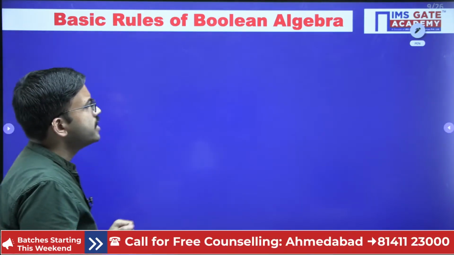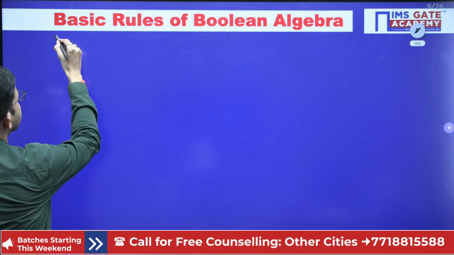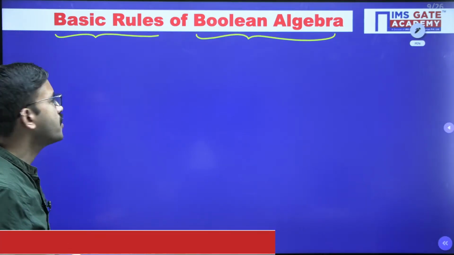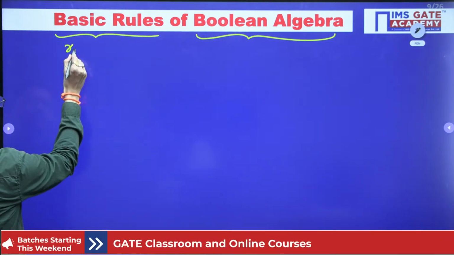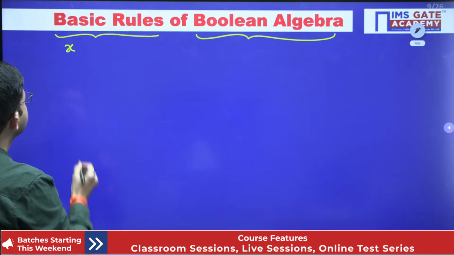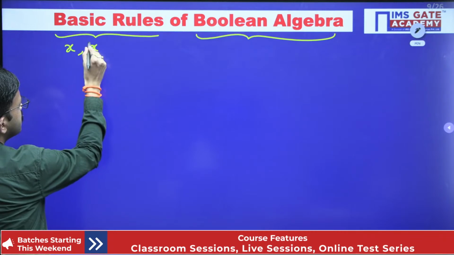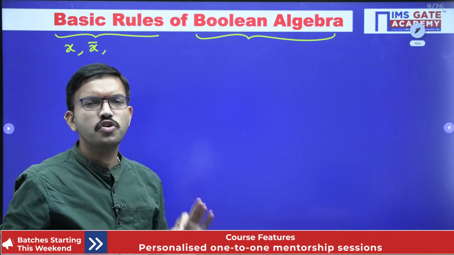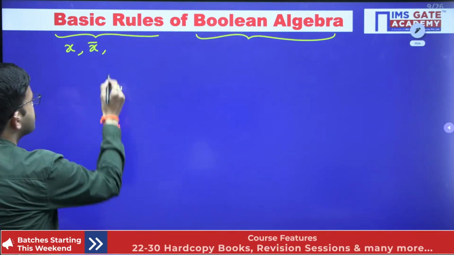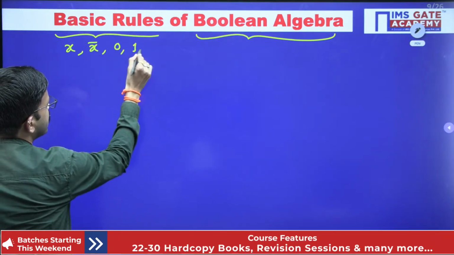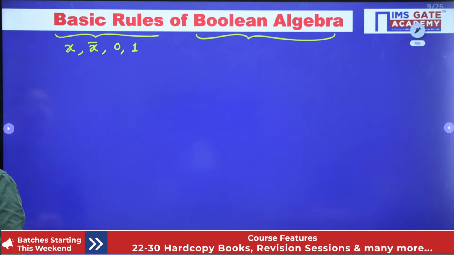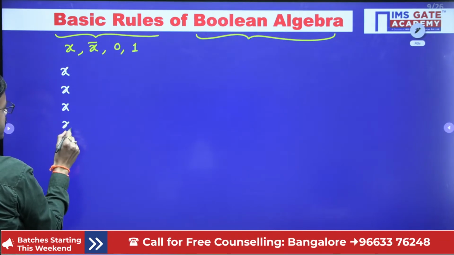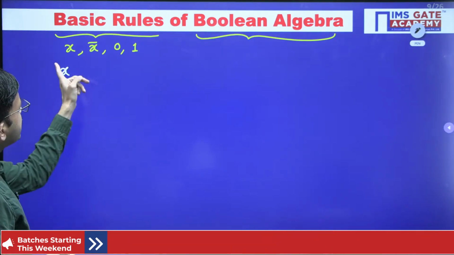With this understanding, now let us start the basic rules of Boolean algebra. For the time being, let us consider one variable x. It is in the normal form, and the corresponding complement version is x bar. In this entire course, we will use only two values, 0 and 1. So I am considering the constants 0 and 1. For the time being, I am considering one variable as x, and the other variable can be one among these four.